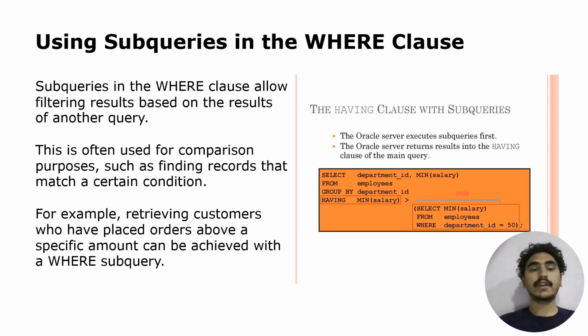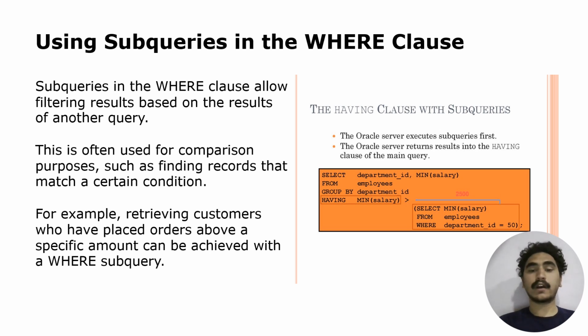We move to how we can use subqueries in the where clause. Subqueries in the where clause allow filtering results based on the results of another query. This is often used for comparison purposes, such as finding records that match a certain condition. For example, retrieving customers who have placed orders above a specific amount can be achieved with a where subquery.